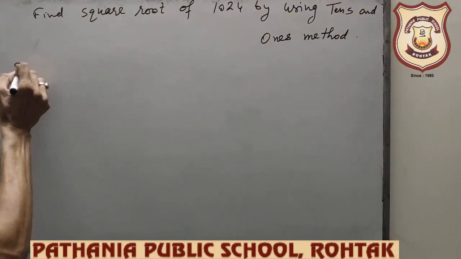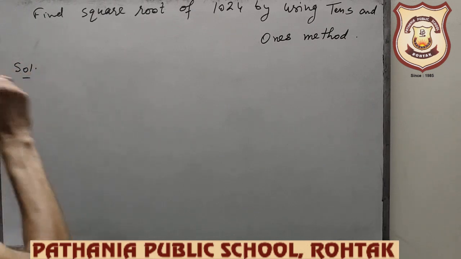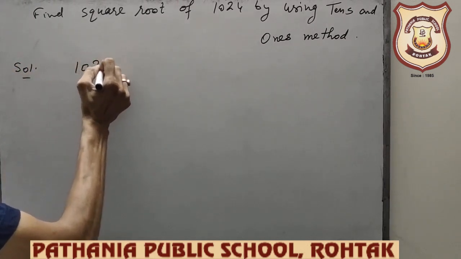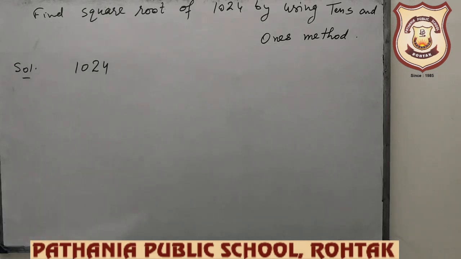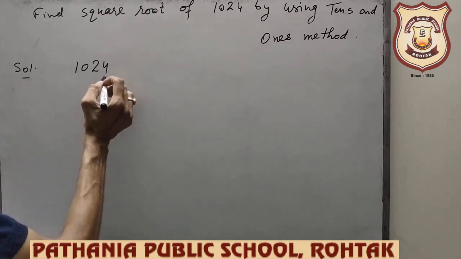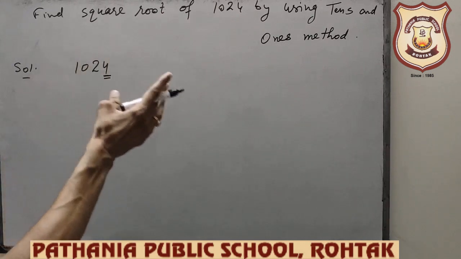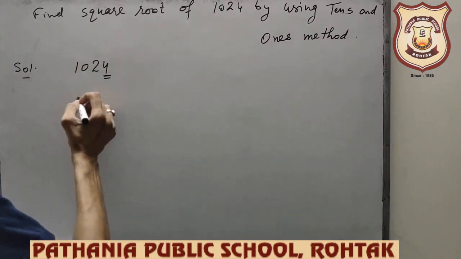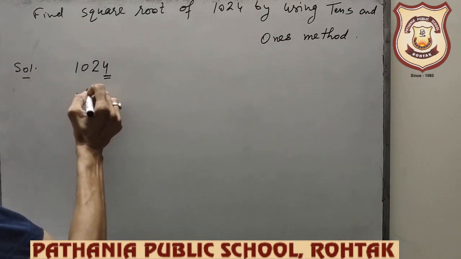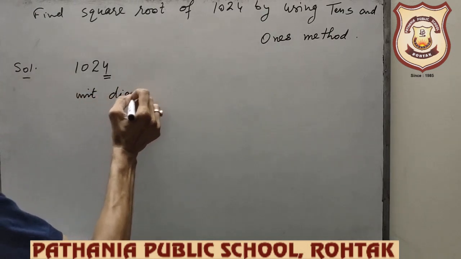So beta, listen. Write the given number, this one. Now what you have to do: you just take the digit at the ones place. This one is 4, and it will help you to find the digit at the ones place of the square root of this number. So what is the unit digit? The unit digit is 4.